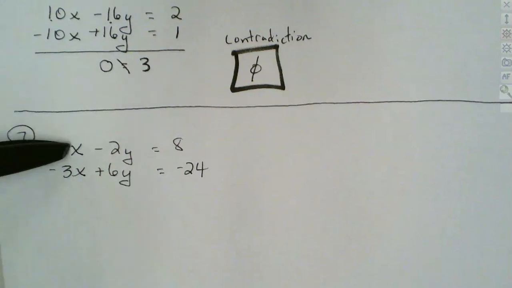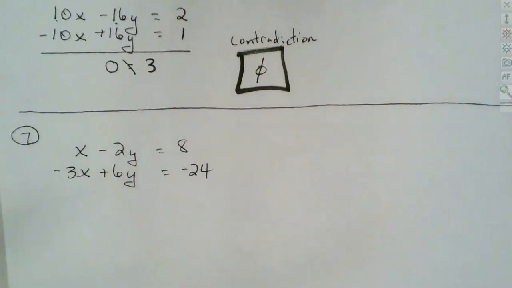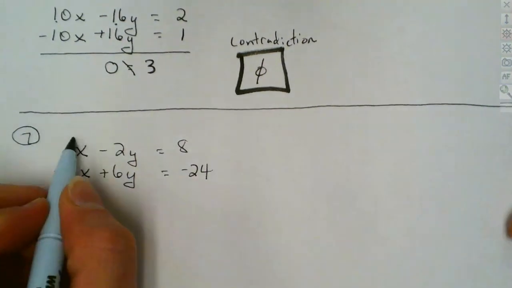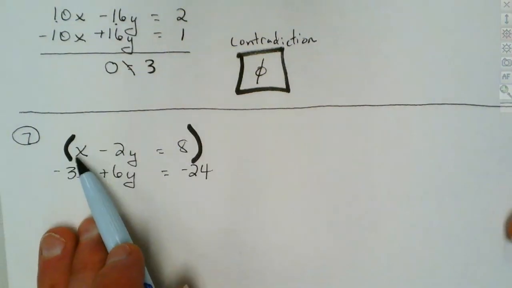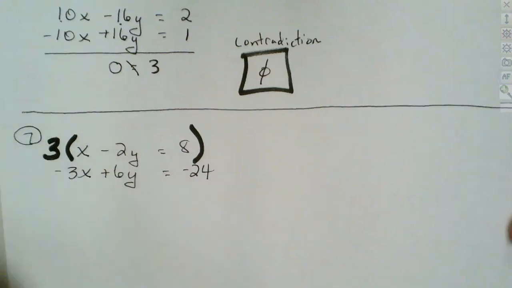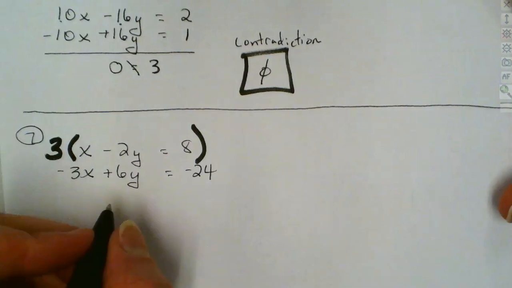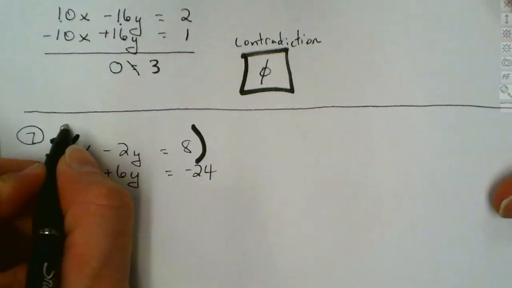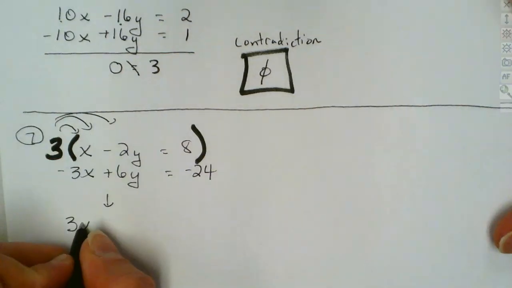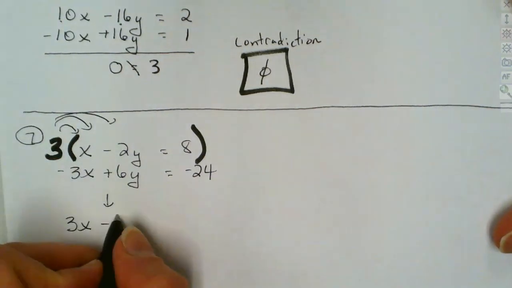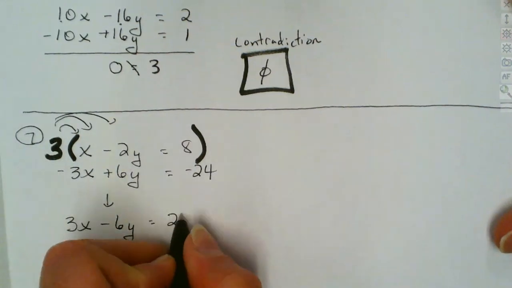When I look at this, I've got an x, and the one below it is a minus 3x. So that means I need to multiply the first equation by what? Can someone tell me? Okay, this has a minus 3, so this one needs a 3, right? That'll make it 3x. So let's rewrite this and distribute that 3 through. So that gives you 3x minus 6y. 3 times 8, that's a 24.